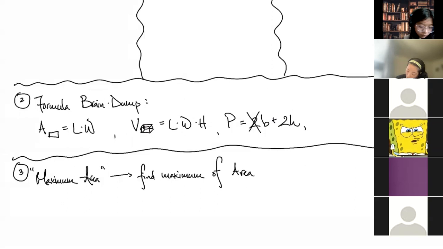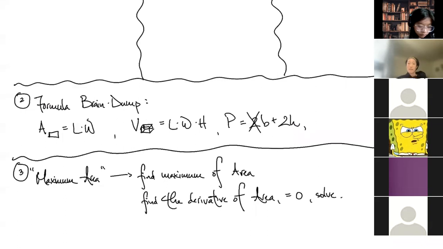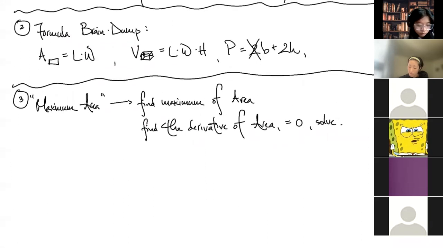That means I'm going to find the derivative of area, set it equal to 0, and solve. Okay. So maximum area means find the maximum of the area function. Then in order to do that, we're going to find the derivative of area. We're going to set it equal to 0 and we're going to solve. Okay. That's sort of the big picture.